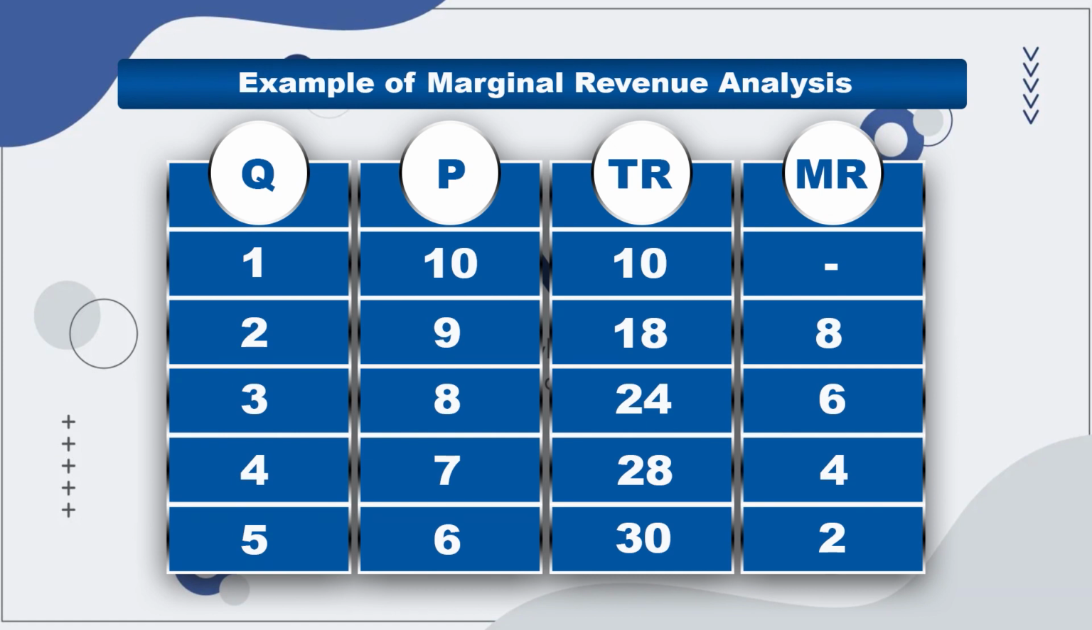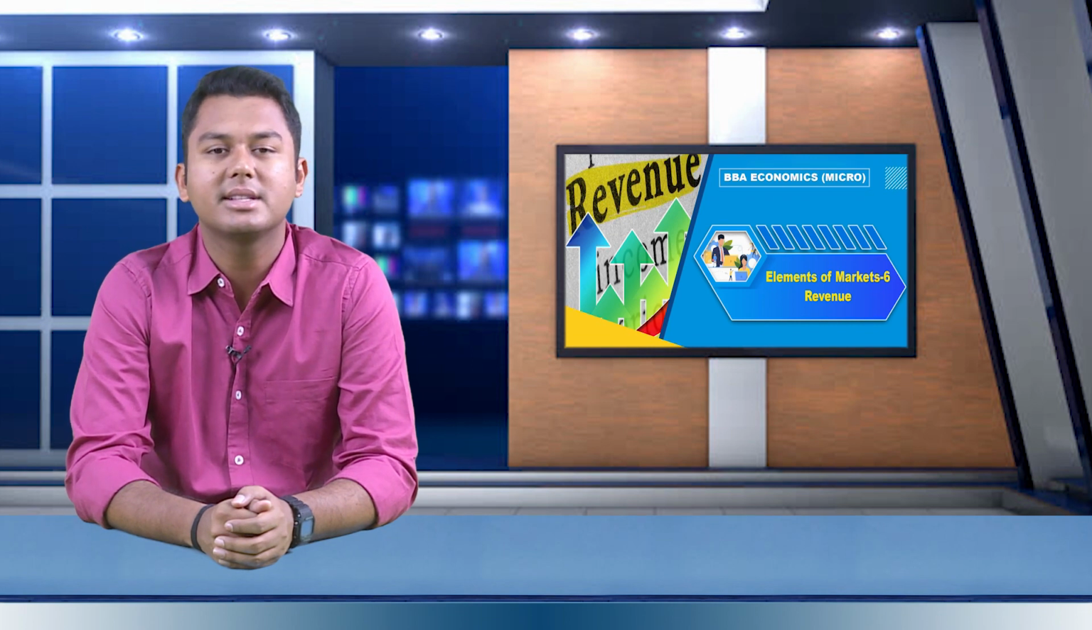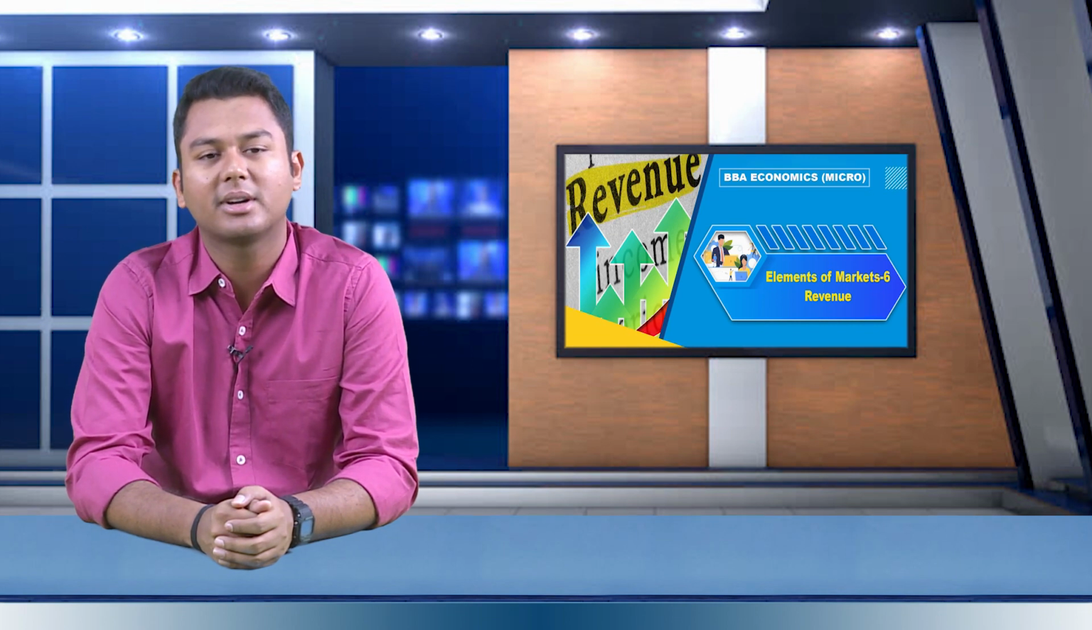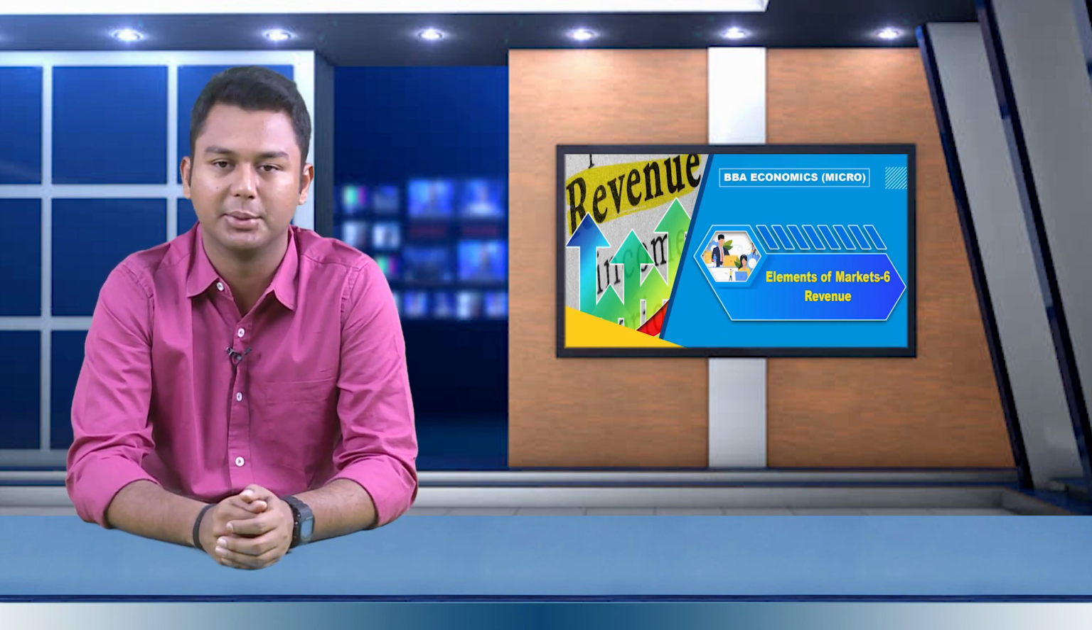So, from this table, as we have seen, marginal revenue is calculated by the change in total revenue for each additional unit sold. For example, when the quantity increases from 1 to 2, total revenue increases from 10 to 18, so marginal revenue is 8. If we conclude this concept, we can say that marginal revenue is a critical concept for understanding how additional sales affect a firm's total revenue.